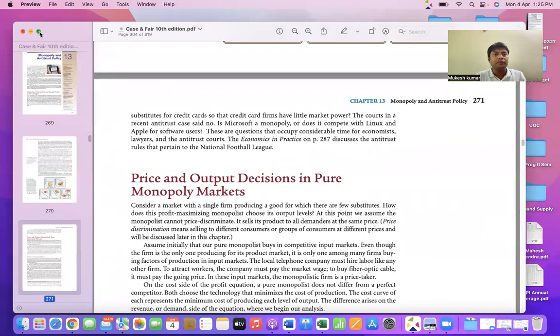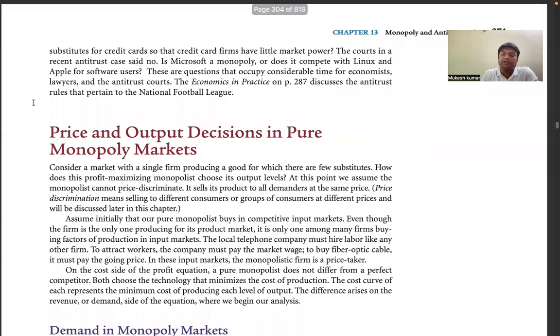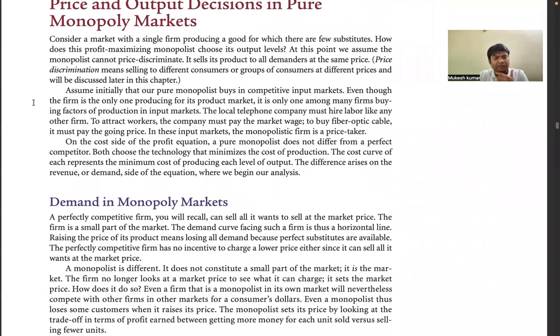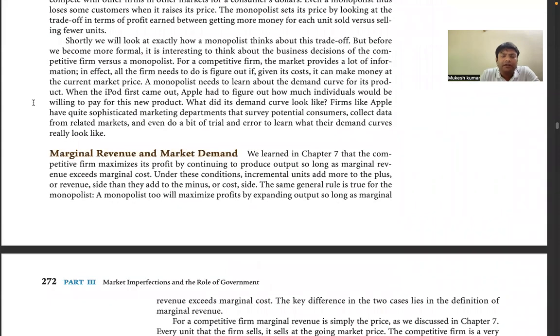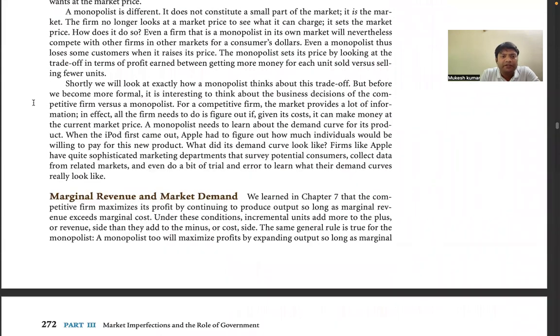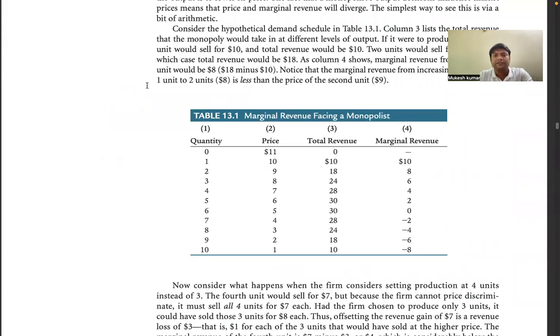So, price and output decision in pure monopoly markets. First, we see something about demand in the monopoly market, and from there we will relate the marginal revenue with market demand. So first, suppose that this is the table, and on the basis of this table, we are drawing something about the marginal revenue.